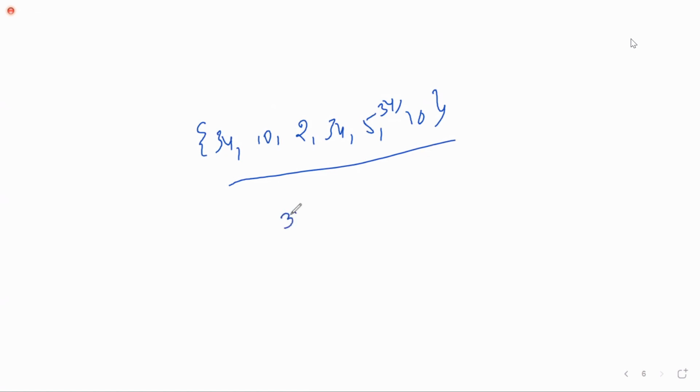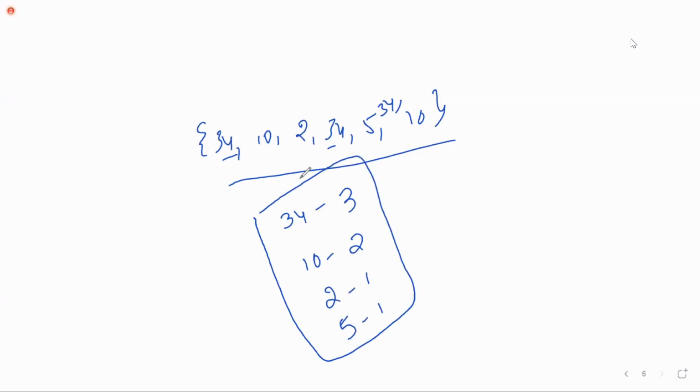For example, 34: you have to count 1, 2, 3, so 3 times it has occurred. 10 has occurred 2 times. 2 occurs only 1 time, 5 only 1 time. So in the given array, you have to count how many times each element appeared in the same array. Did you understand the question, ma'am? You have to find how many times the element is present in the given array, using hashing.